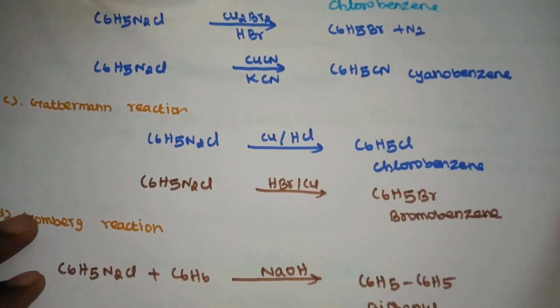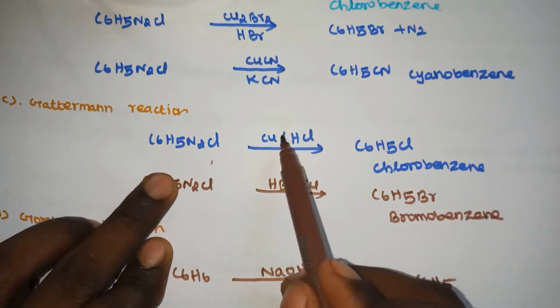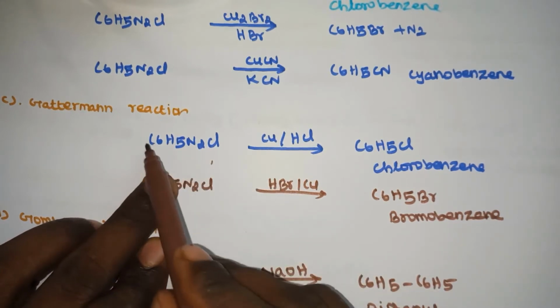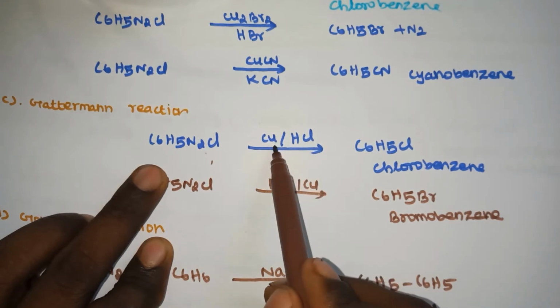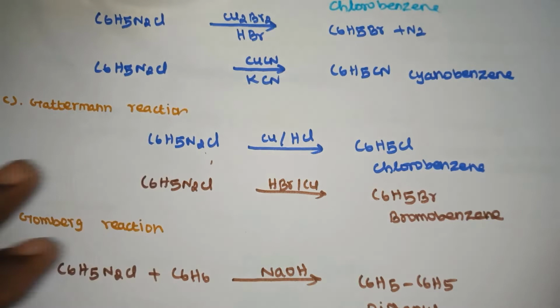Next one is the Gattermann reaction. When benzene diazonium chloride reacts with hydrogen halide in the presence of copper to form an aryl halide, this reaction is called the Gattermann reaction. One example: when benzene diazonium chloride reacts with hydrogen chloride in the presence of copper to form chlorobenzene, this reaction is an example of the Gattermann reaction.